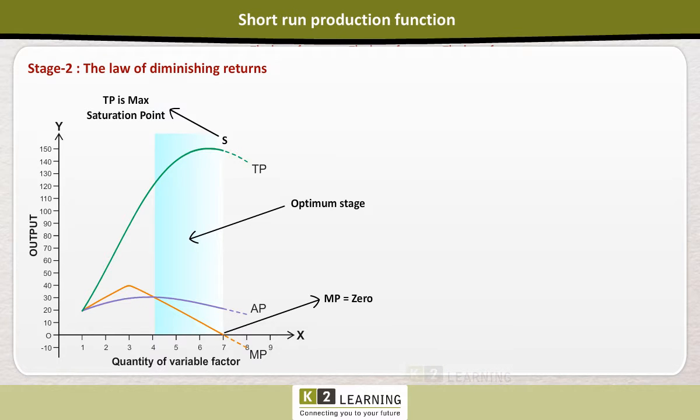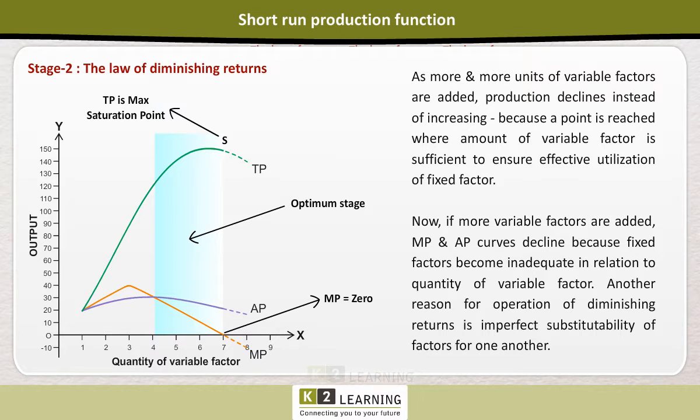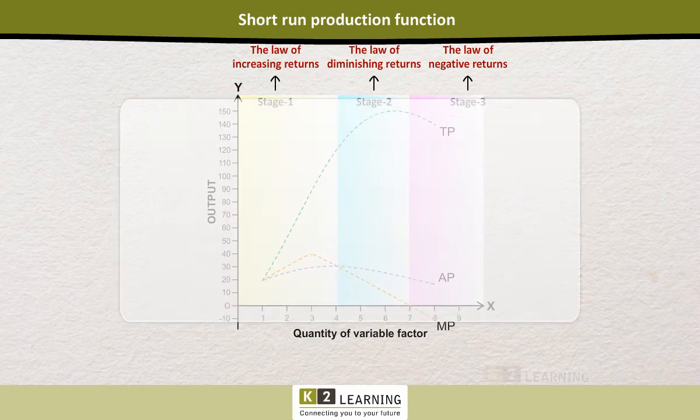It is seen in this stage that as more and more units of variable factors are added, the production declines instead of increasing. This is because a point is reached where the amount of variable factor is sufficient to ensure effective utilization of the fixed factor. Now, if more variable factors are added, MP and AP curves decline because the fixed factors become inadequate in relation to the quantity of the variable factor. Another reason for the operation of diminishing returns is the imperfect substitutability of factors for one another.